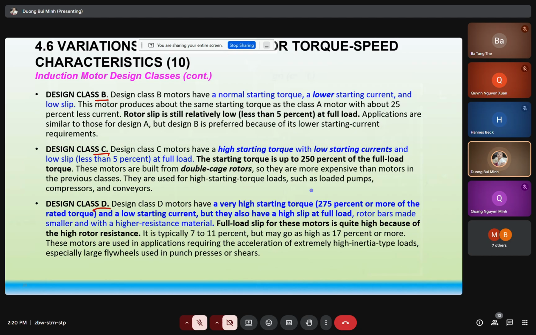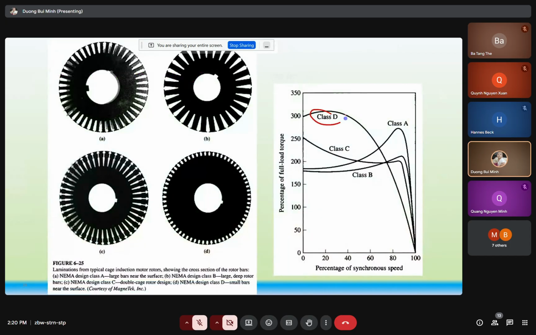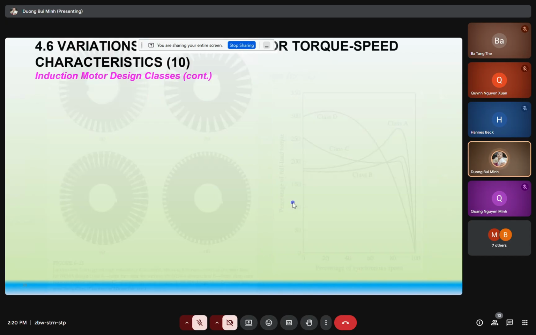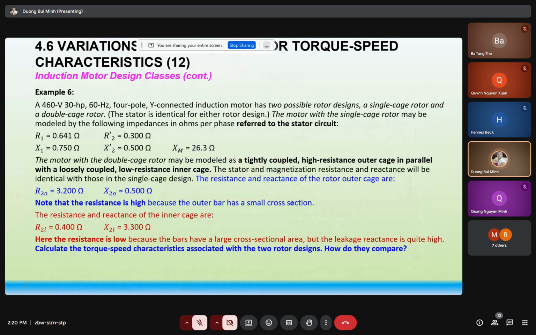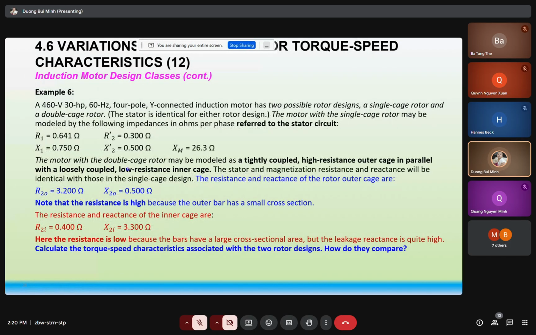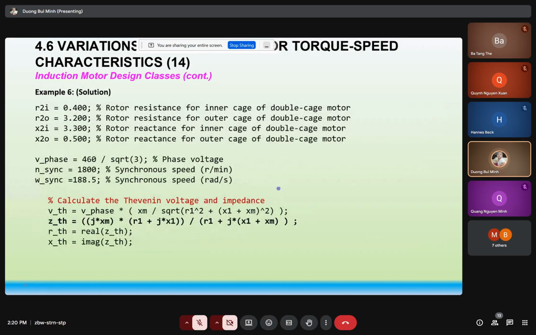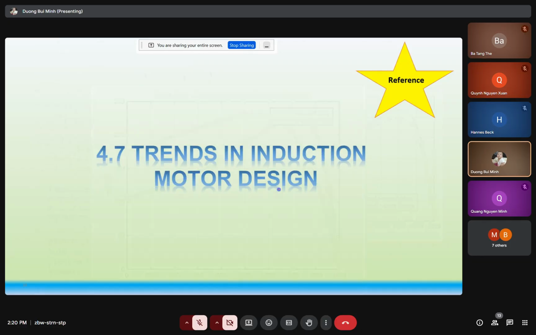For class D, very high starting torque, but efficiency is low. Okay, class D, starting torque is very high, but efficiency is lower. And yes, we finish session 4.6. We have a very easy example, so you read for yourself at home.